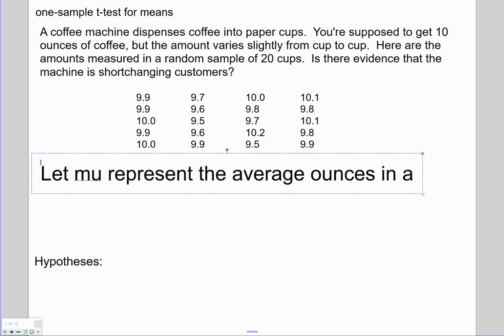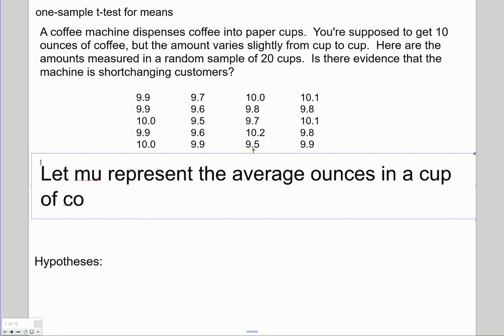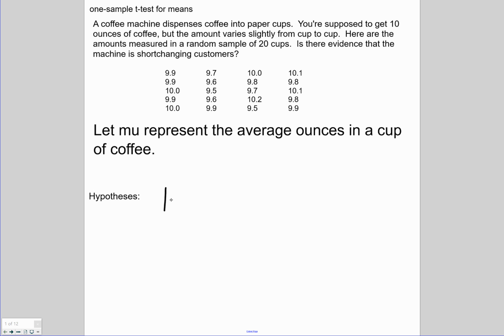Sorry. Let's try again. Everybody good? Now, do we know what mu is equal to? Do I know exactly what mu is equal to? The answer is no. But what do I think it is? I think it's 10. Very good. So the null hypothesis is that mu equals 10.